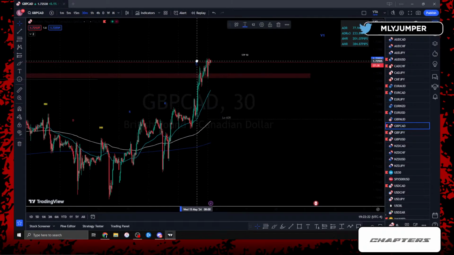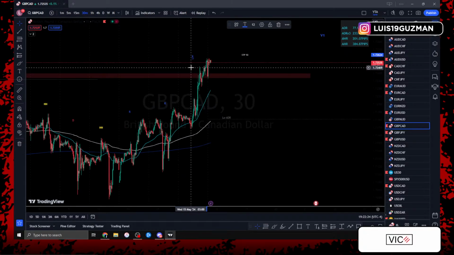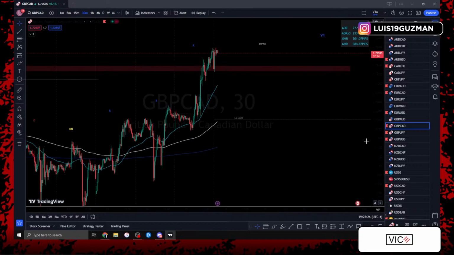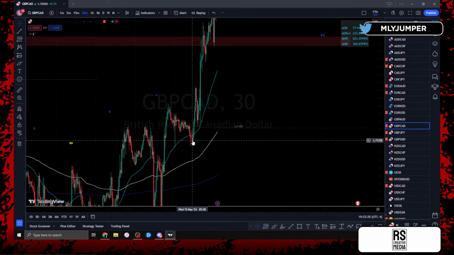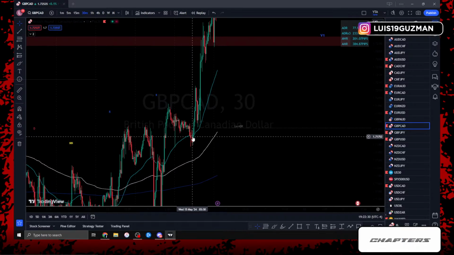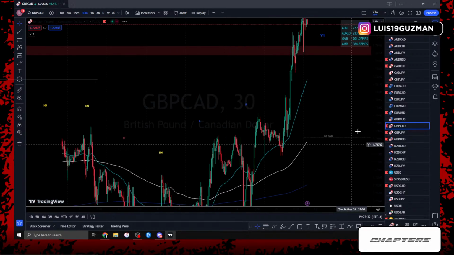GCAD, same thing. 3 days of rise. Entry was given at 3 in the morning. Why was it given that early? We had a 1-2, green engulfing, retest back into the zone to continue.